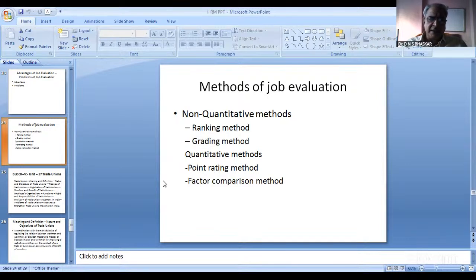Then coming to the next one, quantitative techniques. What is a quantitative technique? When you are using numbers to rank the jobs, that comes as the quantitative technique. Then the point rating method is a very, very important method.